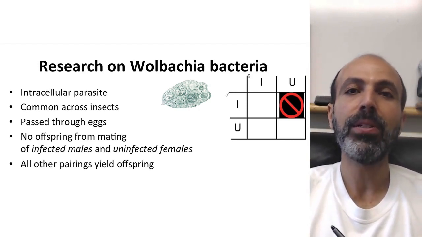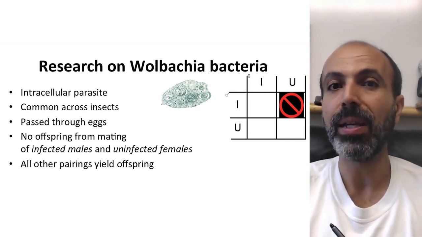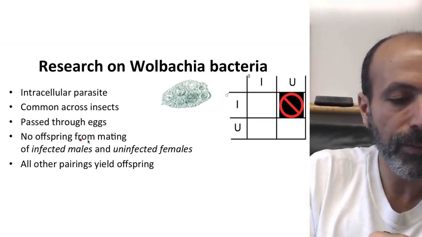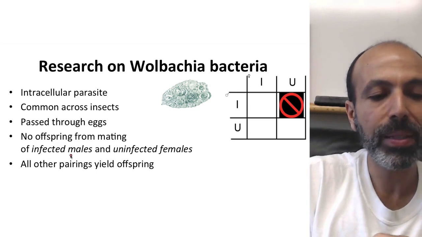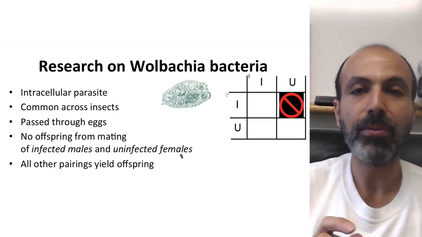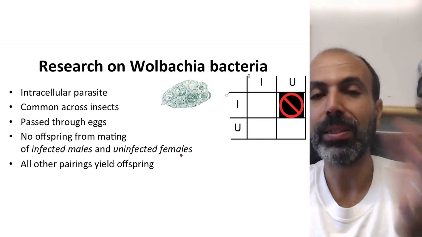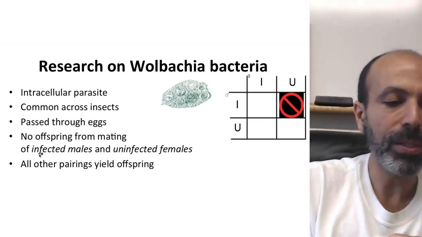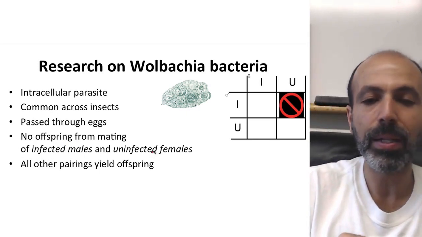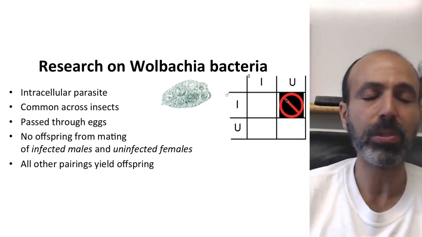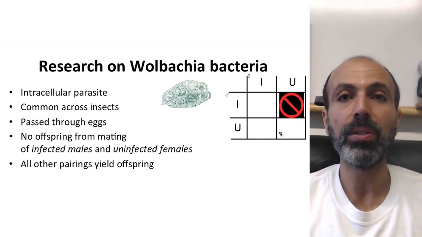Interestingly, there's often this pattern called cytoplasmic incompatibility associated with it. That basically you get no offspring when you mate an infected male to an uninfected female. So infected male to infected female is fine. Uninfected to uninfected is obviously fine. But if you have an infected male and an uninfected female, so I have here the male symbol, infected male and uninfected female yields no offspring. All the others yield offspring.